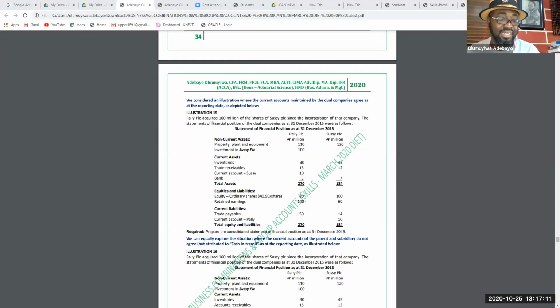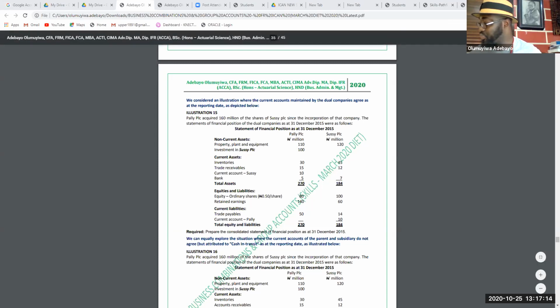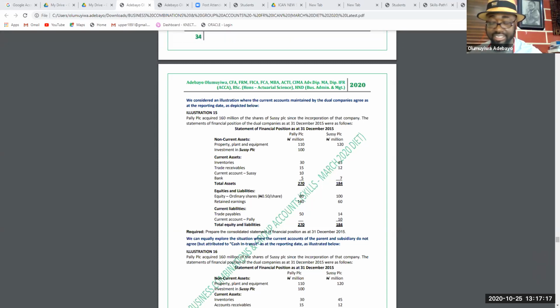Can you list the items there which are very key for us? I don't need the values, just list the items. Property, plant, and equipment. Current assets: inventory, trade receivable, current account to Suzy, bank. Equity and liabilities: we have ordinary shares at 50 kobo per share, we have retained earnings. Current liabilities: we have trade payable, we have current account to Pali.